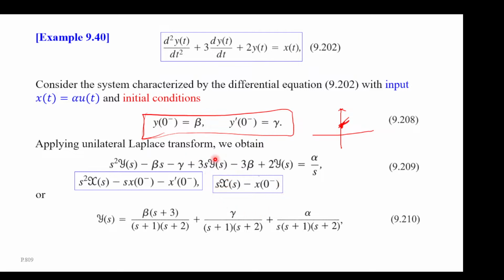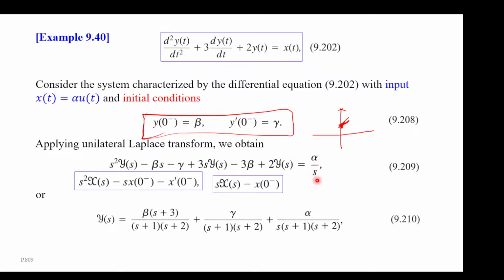And so similarly, for the dy/dt term, you have 3 times dy/dt, and we know the transform of dy/dt is s times big Y of s minus y0 minus. It's the same thing. So 3 times s, times big Y minus y0 minus, and so that's minus 3 beta. And finally, this 2y just transforms to 2 big Y. And all this is equal to alpha over s.